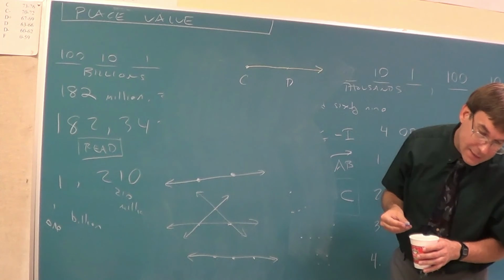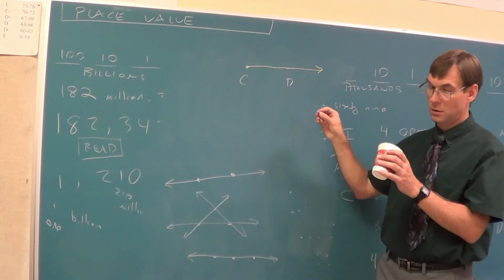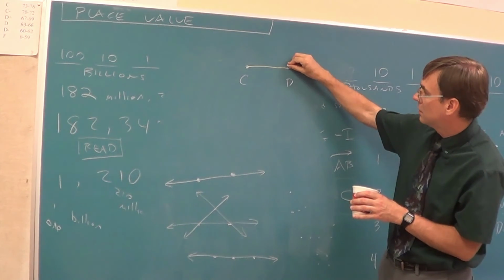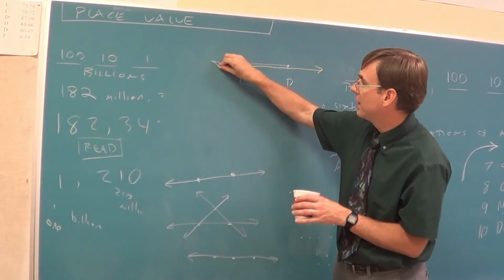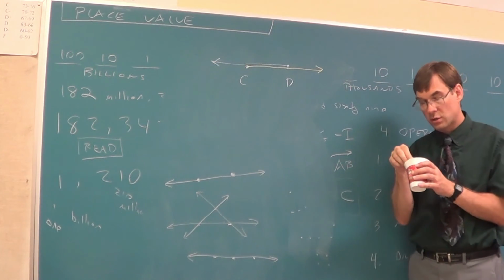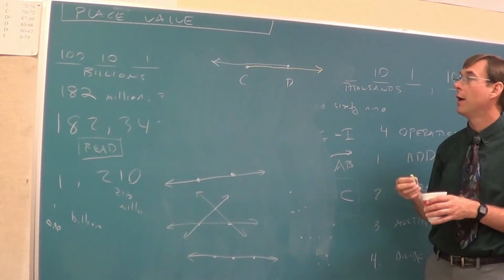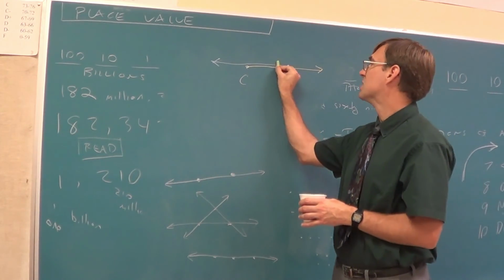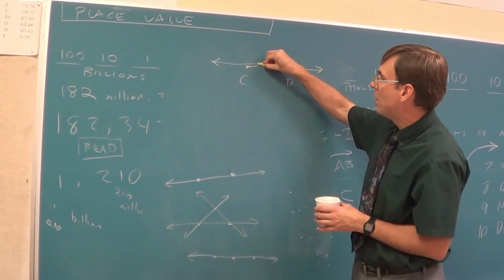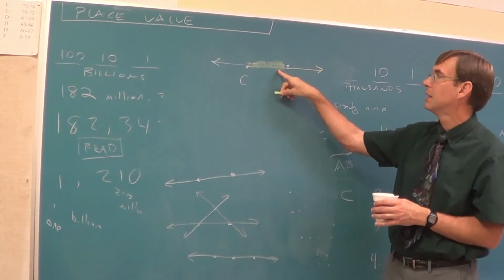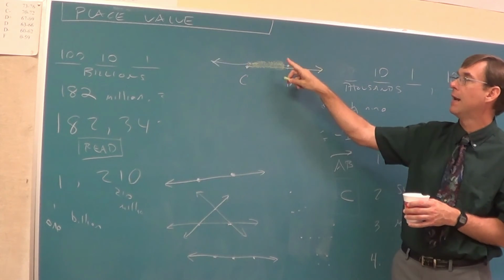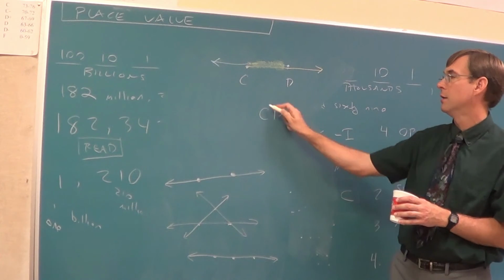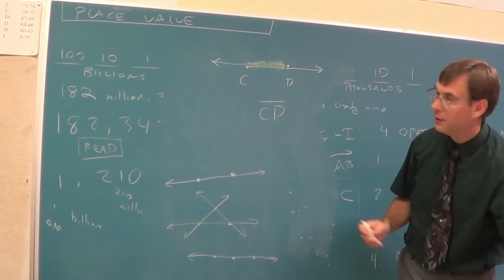Then ray DC. Starts at D, goes to C, and then goes on forever. So where's our space where we got a yellow and a blue, and therefore I can green it? Line segment CD. This is the part that had both yellow and blue, and that's a line segment. It started, it ended, it had 2 endpoints. The green thing there is a segment. So my answer would be segment CD for that one.